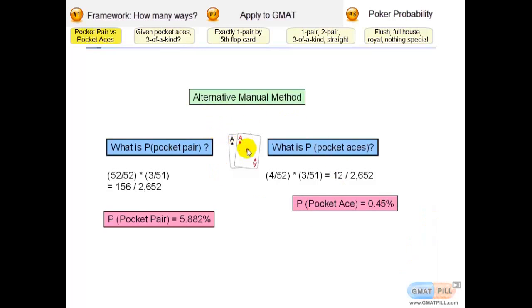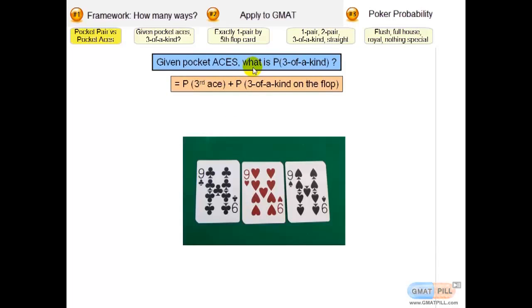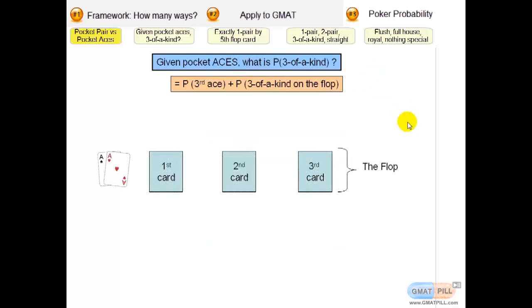So this again was an alternative method of doing the same calculation we did before. Now, given pocket aces, what is the probability that you get a 3 of a kind? Now this is Texas Hold'em poker. When you have pocket aces and then 3 cards come out on the flop. The flop again is just 3 cards that come out that are public onto the table that everybody sees. You know you have pocket aces, and the question is, what's the probability of getting a 3 of a kind?